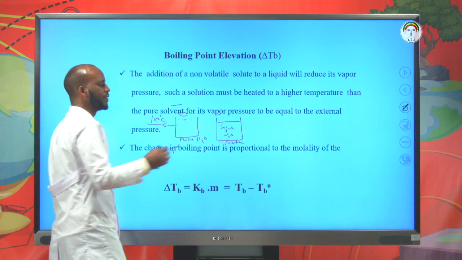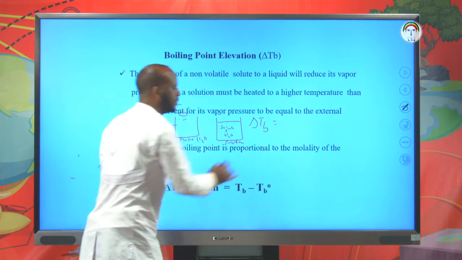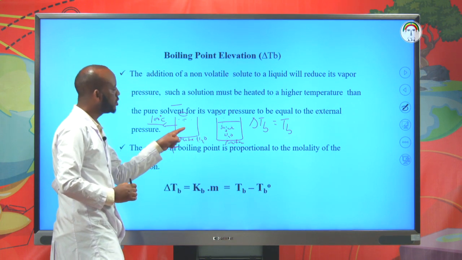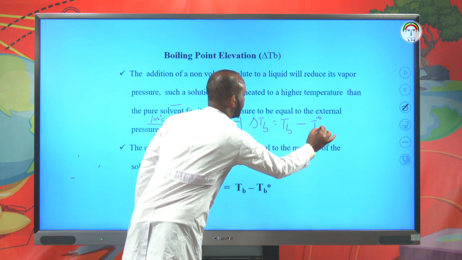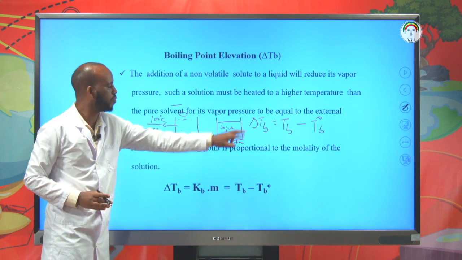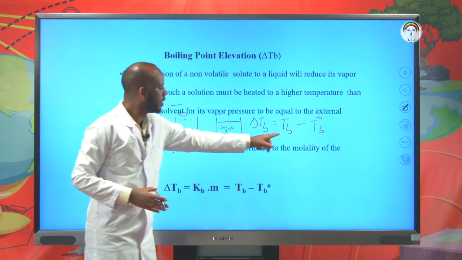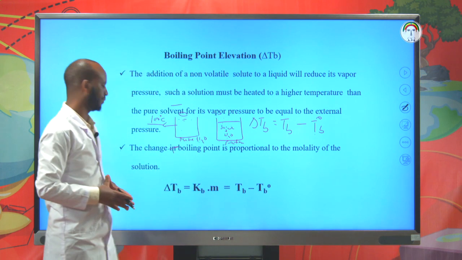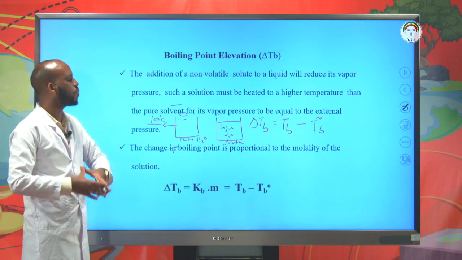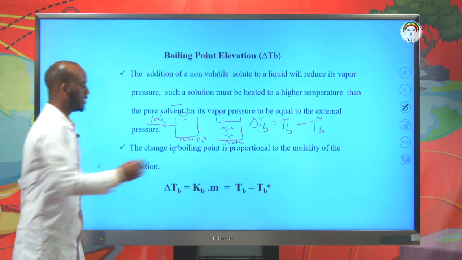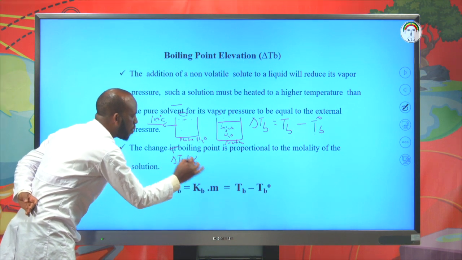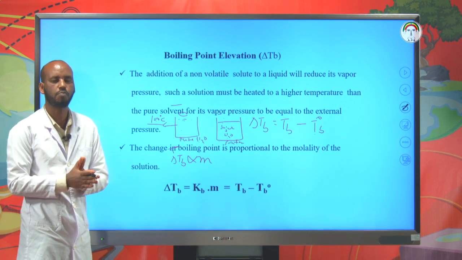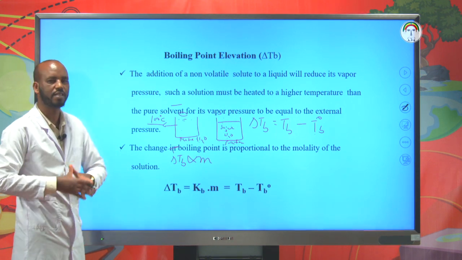Now, boiling point elevation, delta TB, equals the boiling point of the solution, TB, minus the boiling point of the pure solvent, T naught B, where delta TB is boiling point elevation, TB is the boiling point of the solution, and T naught B is the boiling point of the pure solvent. The change in boiling point is proportional to the molality of the solution. Delta TB is directly proportional to the molality of the solution. This proportionality constant is known as the boiling point elevation constant, denoted by the symbol KB.